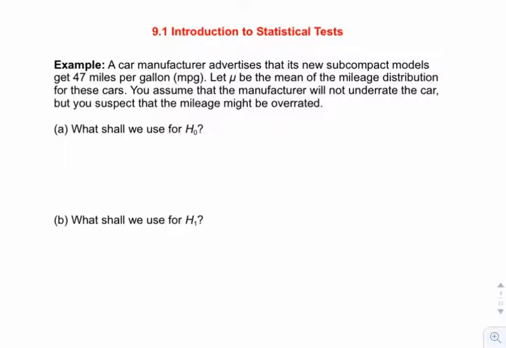So let's look at an example and see if we can determine what our initial H0 would be and our alternative hypothesis H1. A car manufacturer advertises that its new subcompact models get 47 miles per gallon. Let mu be the mean of the mileage distribution for these cars. You assume that the manufacturer will not underrate the car, but you suspect that the mileage might be overrated. So what are we going to use for our null hypothesis? In this case, we'll use the claim. We'll use the claim that the manufacturer is making that the mean is 47 miles per gallon.